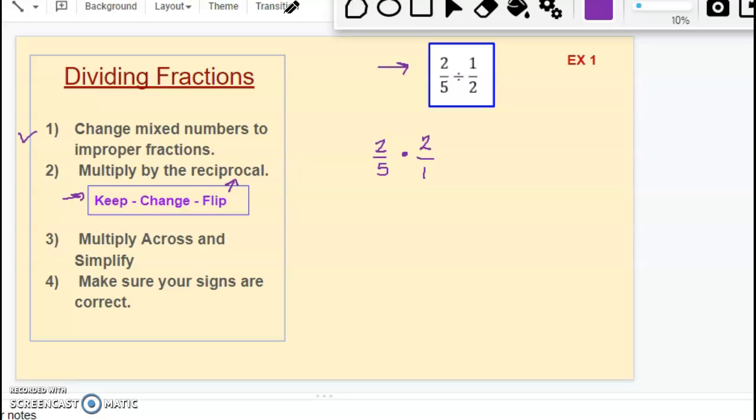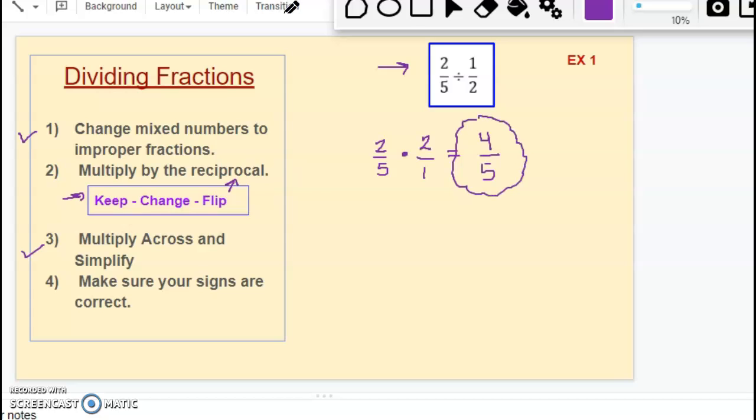Okay, lastly, we're just going to solve, right? And just to remind you, you multiply across when you multiply fractions. So 2 times 2 is 4, and 5 times 1 is 5. And now let's make sure that we have the correct signs. In this example, they're both positive fractions, so our answer is positive 4/5.